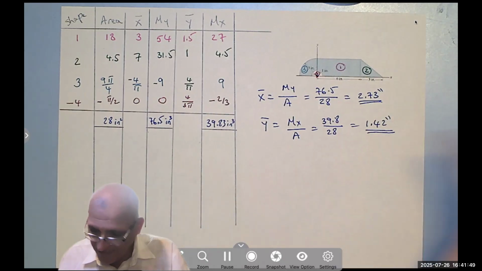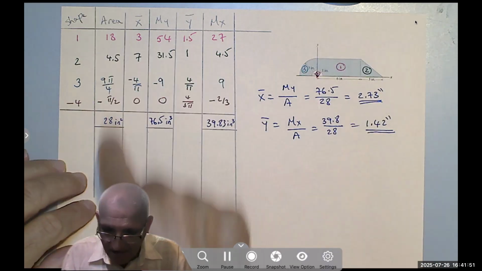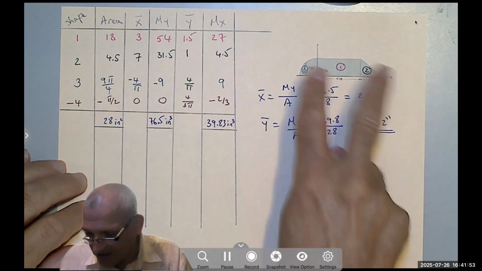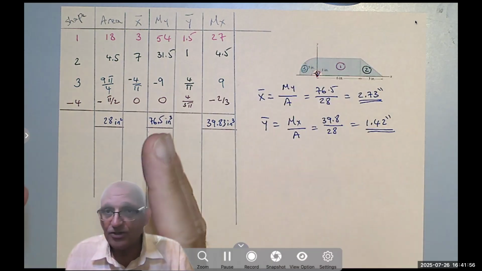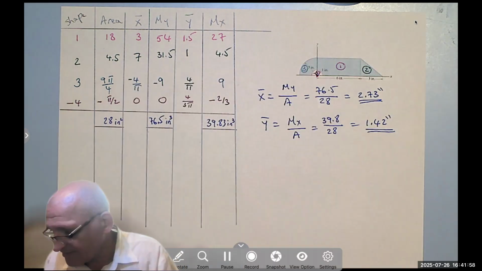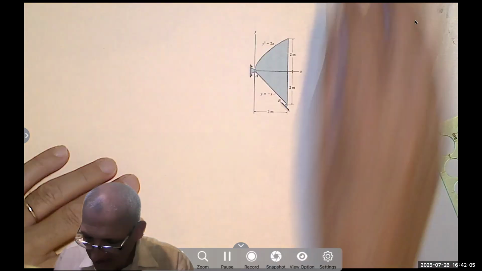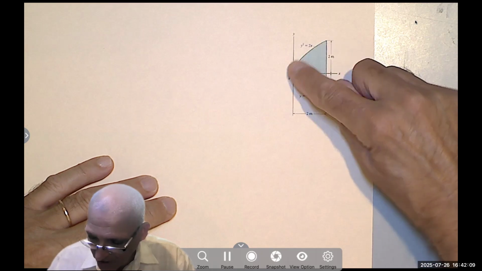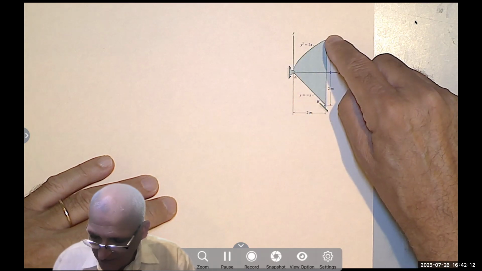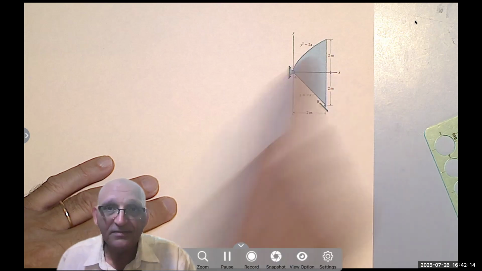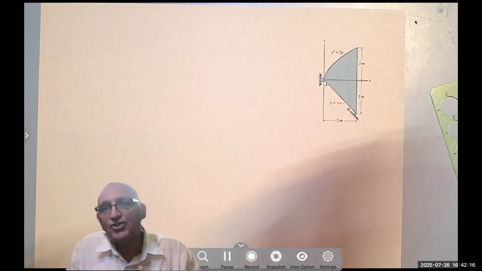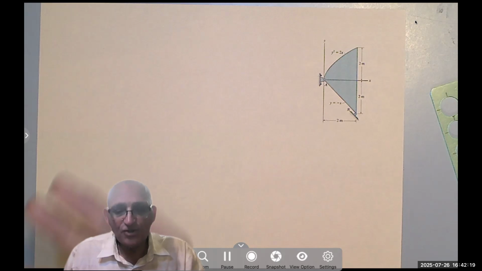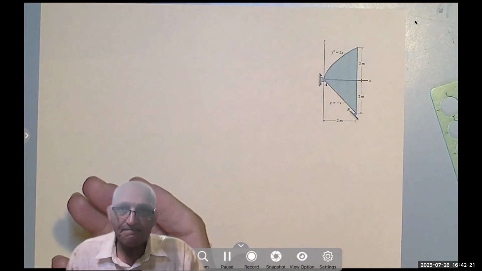As you can see, if you know the area and the x and the y of each area, their centroid, you can use simple math to do it. Okay, the second example I wanted to go over is a little different. I have a second-degree parabola on the top of this plate and a triangle at the bottom. And here I'm going to introduce a method to do it with integration.